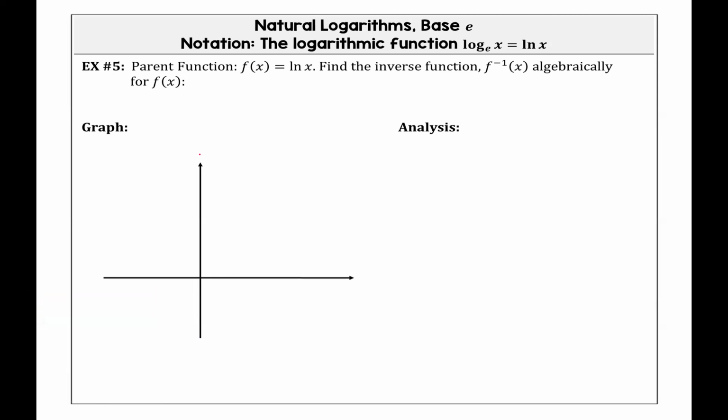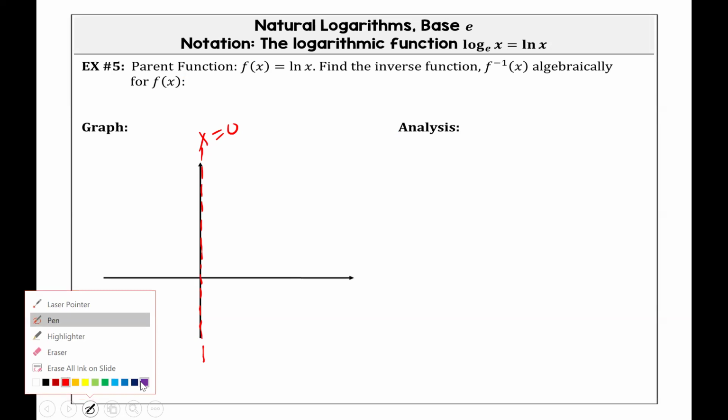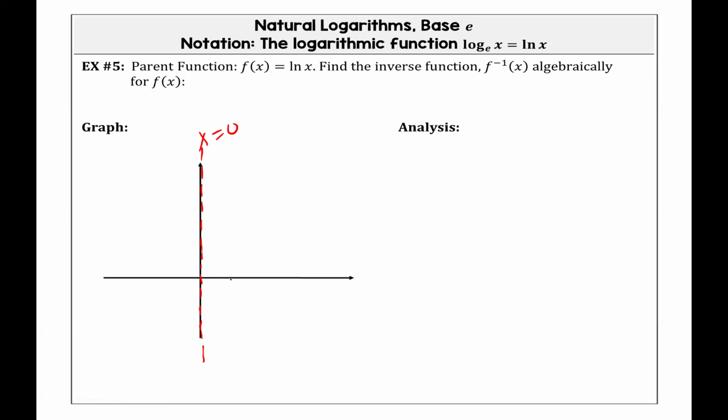So that's why there's no y values, because we're just going to focus on the basic attributes of it. I'm going to put in my asymptote because all log equations have a vertical asymptote at x equals 0. Also, all log functions are going to have an intercept at (1, 0).